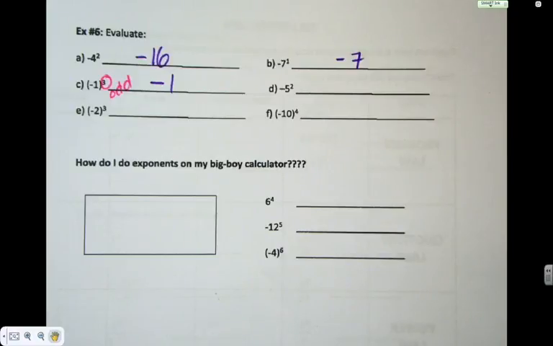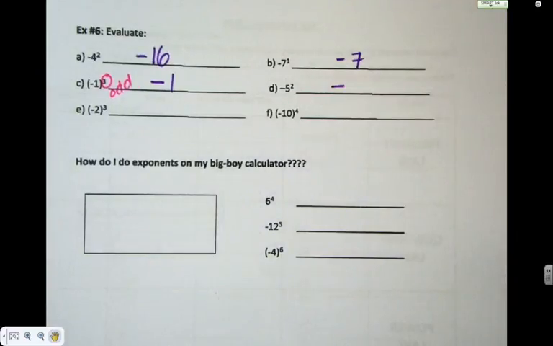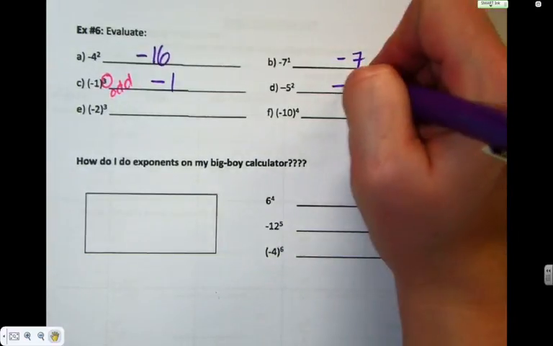Negative 5 squared. Brackets or no brackets? No brackets. No brackets is negative 5 squared, 25.